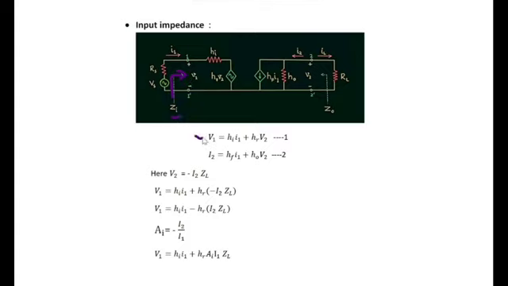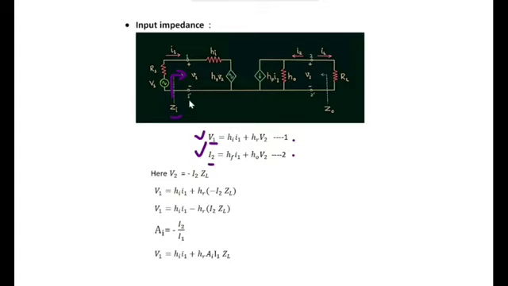We know that V1 and I2 are the two dependent quantities of H parameters, and we already know the equations for V1 and I2. From these two equations we are going to derive the input impedance.